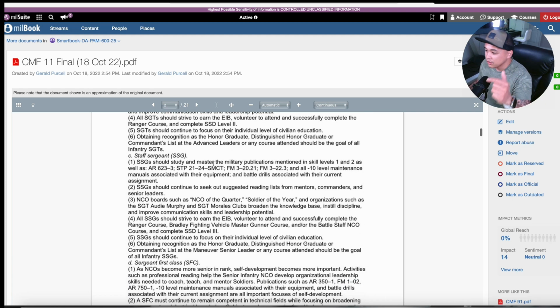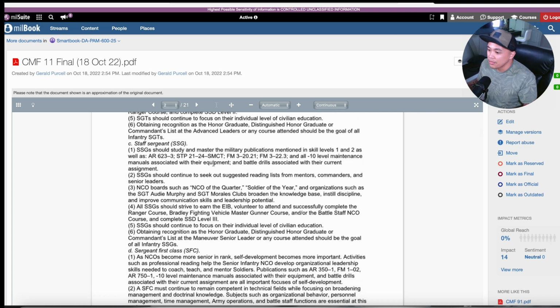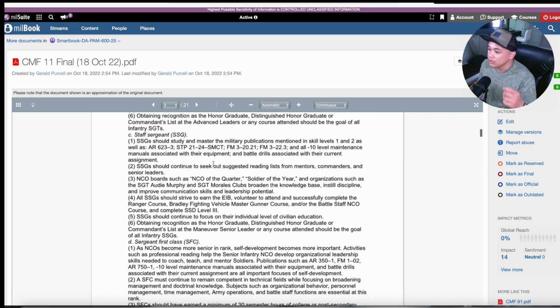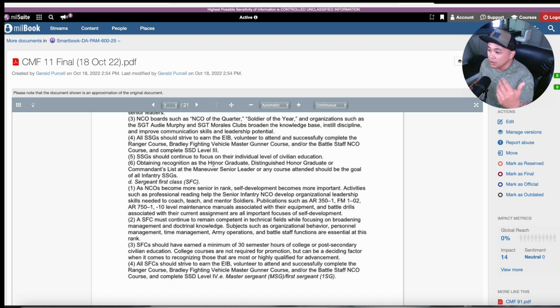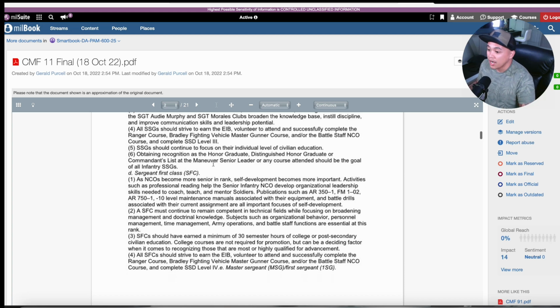And goes on to staff sergeant. And there's a common theme here, really just putting yourself out there, competing on the boards, being a member of the Sergeant Audie Murphy Club, getting the EIB. And when you go to NCO Academy, you should strive to get honor graduate, distinguished honor grad, or commandant's list.